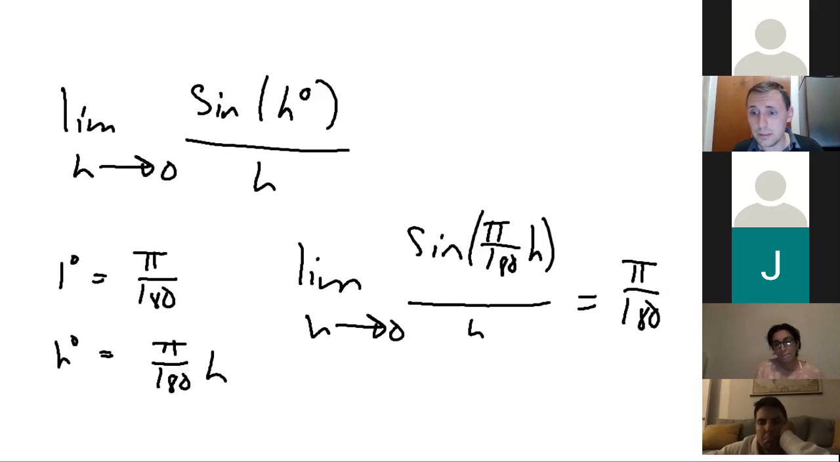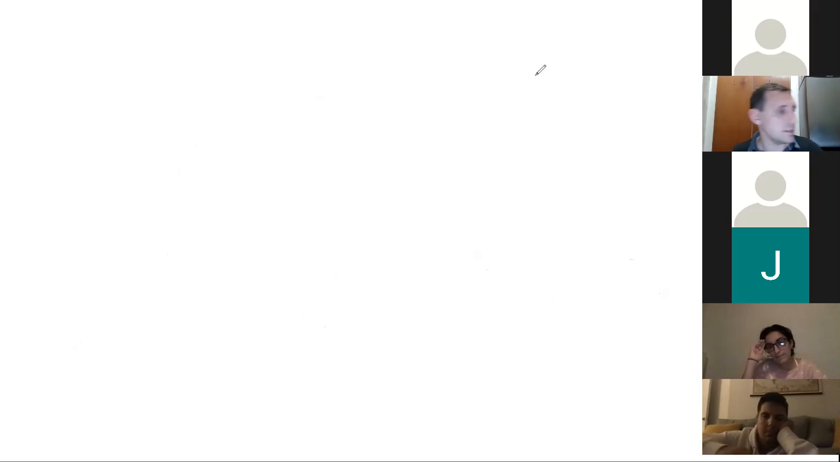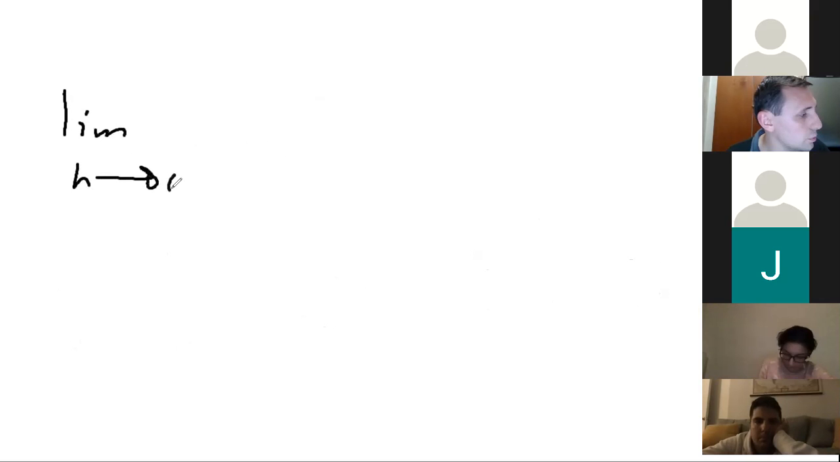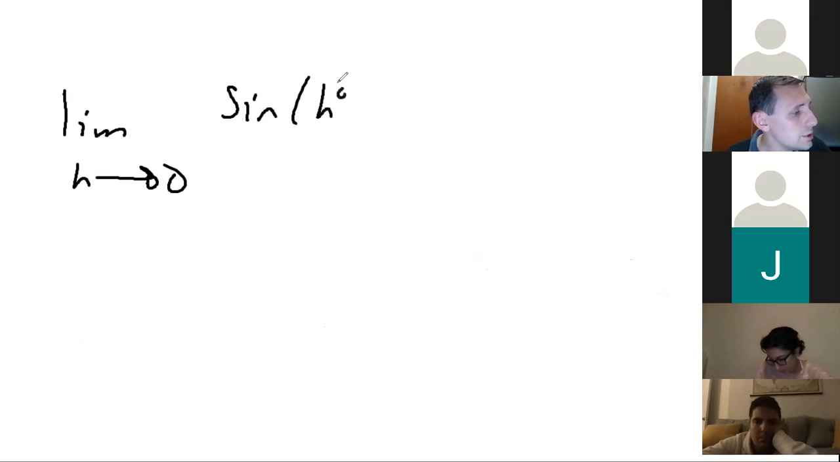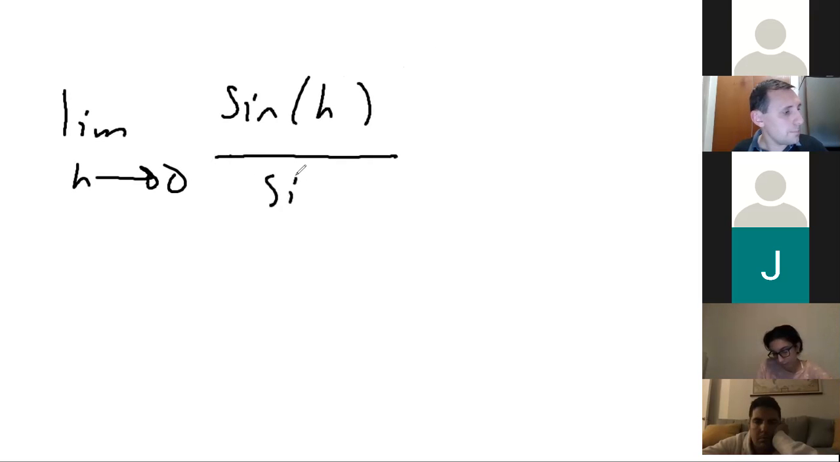Isn't it simple? Now hopefully that cures you from that cancellation stuff. What about the limit as h goes to 0 of sine of h degrees divided by, or let's actually keep it like this, sine of h in radians divided by sine of h degrees? What's the answer quickly?